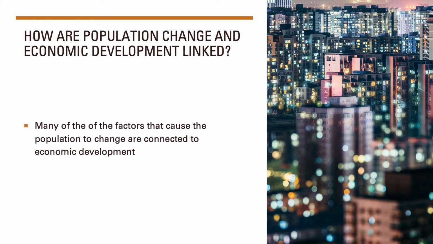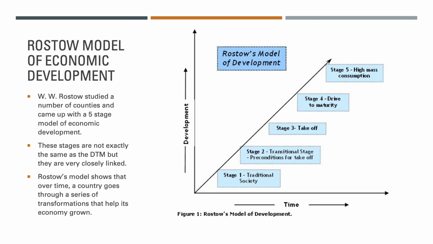So for example, if you think back, one of the things I said that caused the death rate to fall was improvements in agriculture, which meant that more food was available. Now that also means that if there's more food available, there's a surplus that you can sell. So that helps economic development. So the two are very, very closely linked. Now, we're going to compare the demographic transition to Rostow's model of economic development. So Rostow studied a number of countries and came up with a 5-stage model. They're not exactly the same as the 5 stages of the demographic transition model, but they're very closely linked.